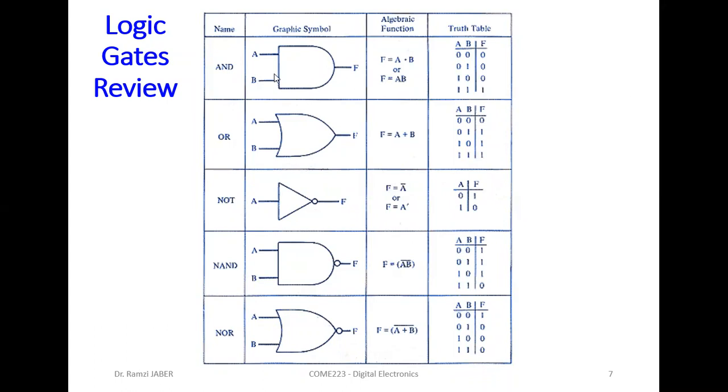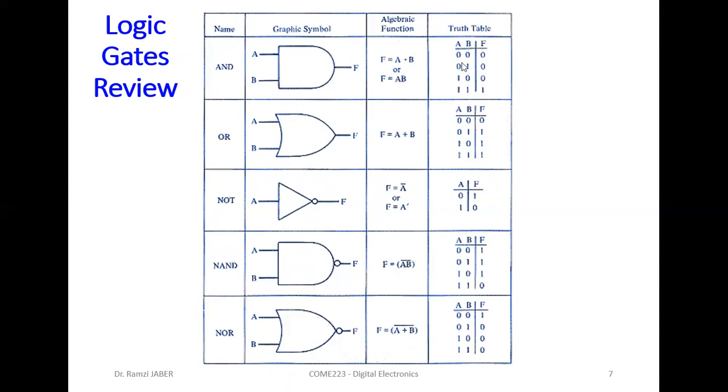Now, for the AND gate, the output will be true or 1 only when A and B are both true. So 1 is true, 0 is false. True, true gives us true. High, high gives us high. Okay, else the output will be off, 0, false.